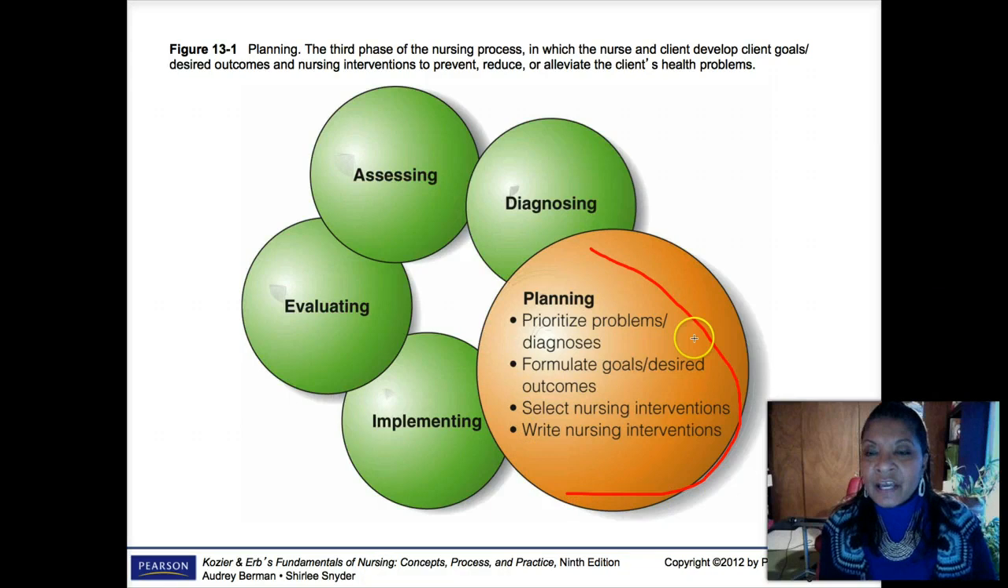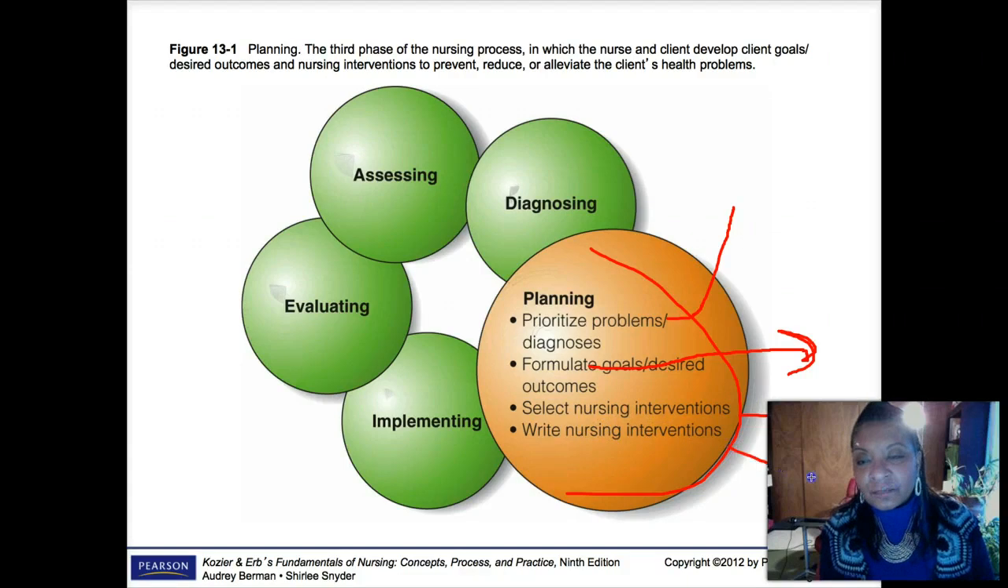Now, planning, as we recall, involves determining problems and prioritizing them, and then formulating the goals and desired outcomes, which we found in your Sparks and Taylor book, as well as selecting nursing interventions. The interventions that you write must be specific to your patient. We're expecting that when it comes to your care plan.